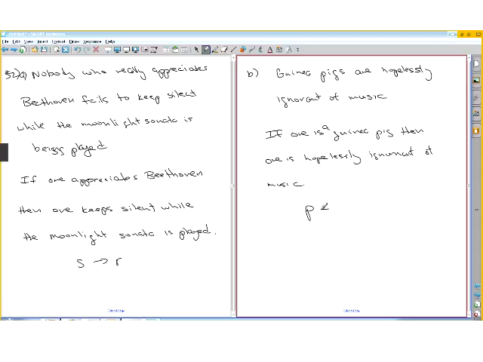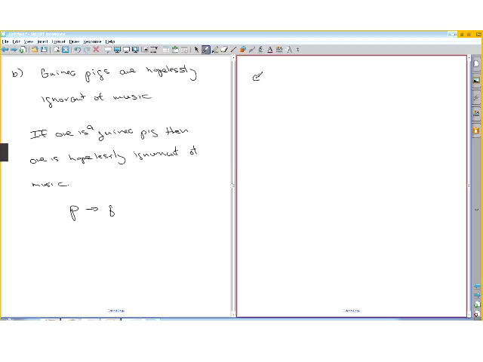Okay, so again, we can look at it. P is a guinea pig. So if P, then Q, because Q is hopelessly ignorant. So that's the next part.